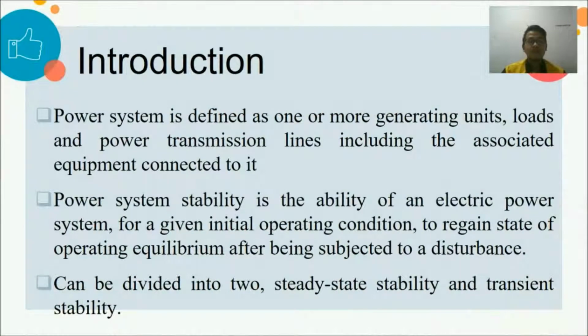Okay, for the introduction, a power system is defined as one or more generating units, loads and power transmission lines, including the associated equipment connected to it. So power system stability is the ability of an electric power system, for a given initial operating condition, to regain a state of operating equilibrium after being subjected to a disturbance. It can be divided into two: steady state stability and transient stability.